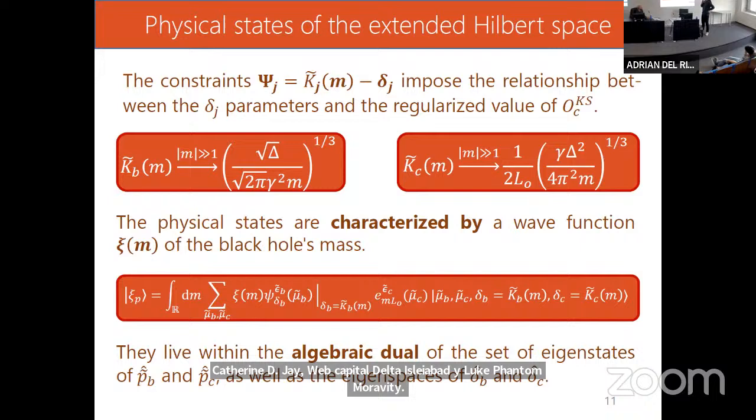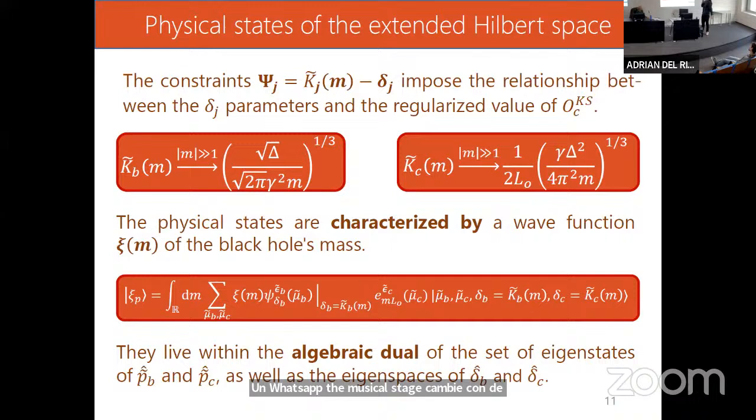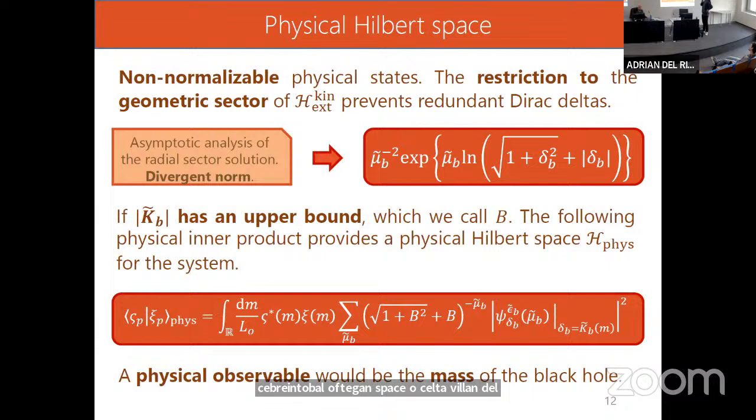They have the following expression, and they are characterized by a wave function of the black hole mass. Its habitat is the algebraic dual of the set of eigenstates of PV and PC tilde, as well as the algebraic dual of the eigenspace of delta V and delta C. To complete the program, I need to define a physical Hilbert space.